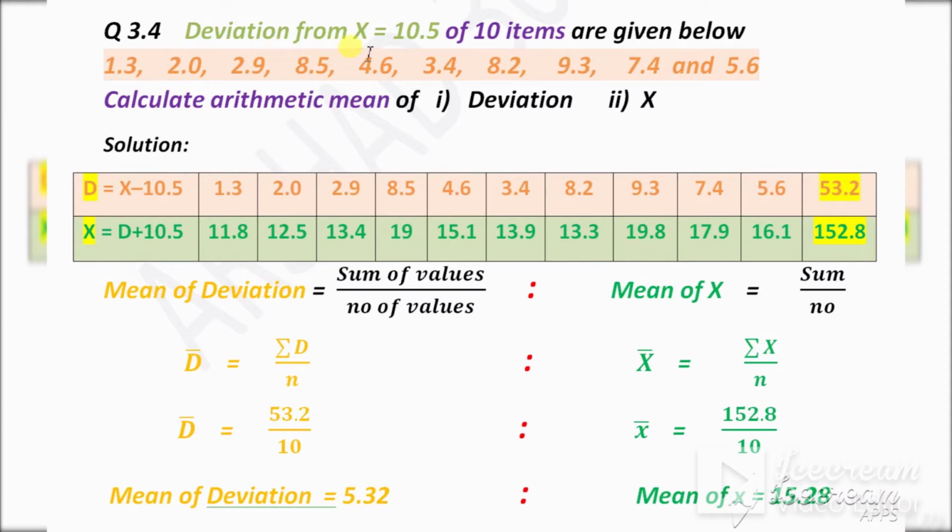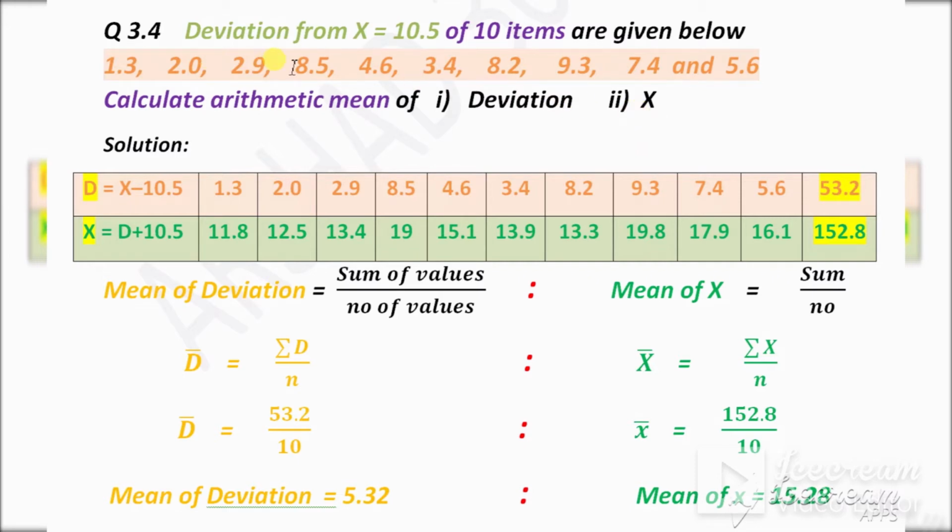Deviation from x equal 10.5 of 10 items are given below. These numbers are given in the questions. These are deviation taken from 10.5. These are 10 items or 10 values. Okay. So calculate arithmetic mean of deviation. Find arithmetic mean of these given number, and then find arithmetic mean of x.